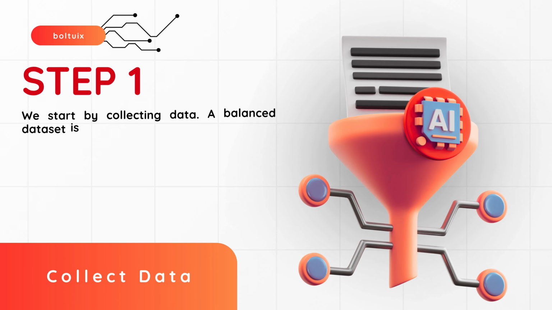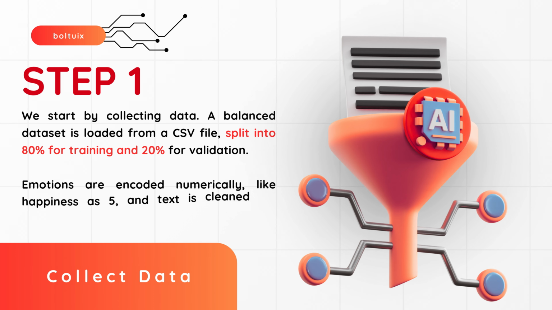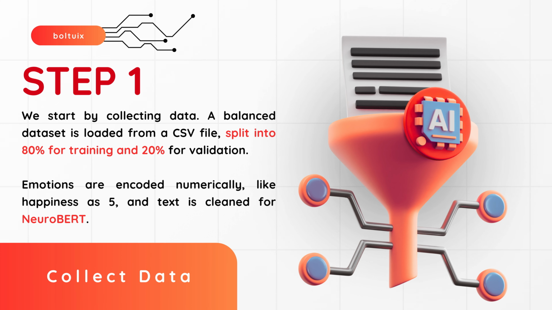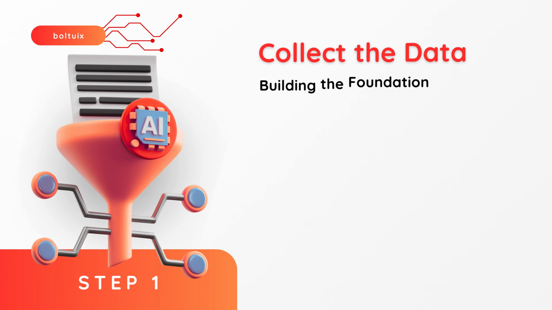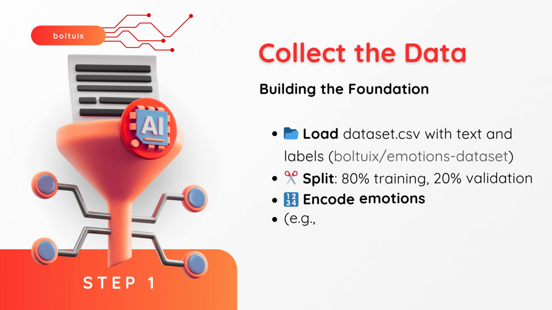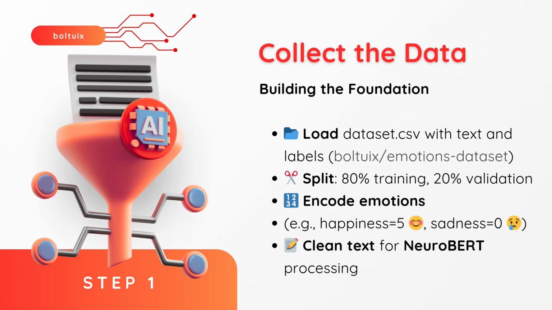Step 1. Collect the data. We start by loading a balanced dataset from a CSV file. Each entry contains a short text and its corresponding emotion label. The dataset is then split, 80% for training and 20% for validation.